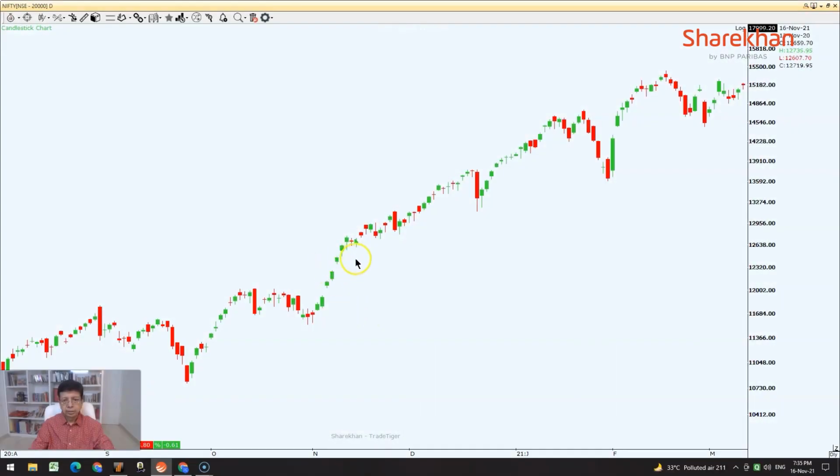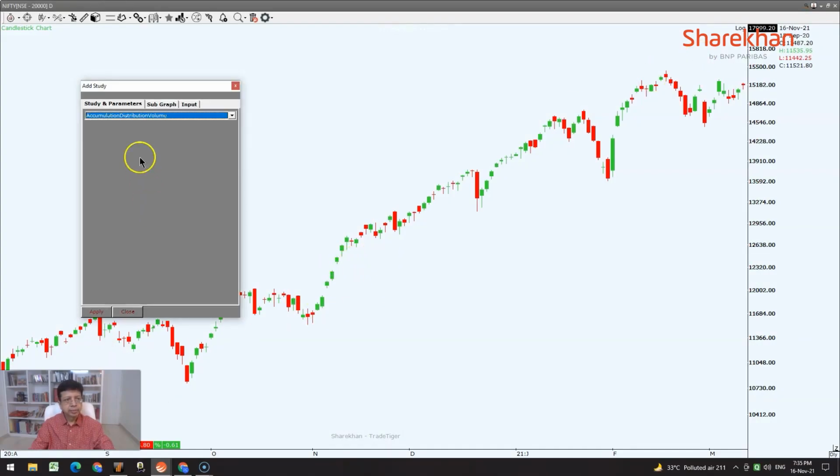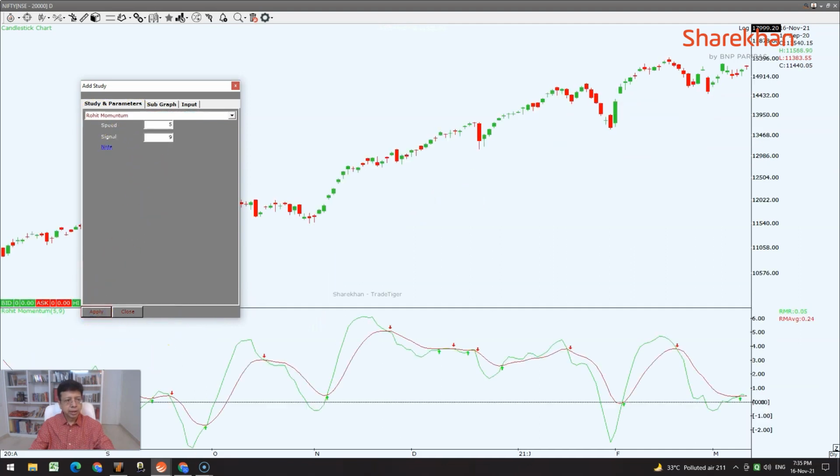When we start Trade Tiger and open a chart, it's very easy to plot the Rohit momentum indicators by adding a study, choosing the Rohit momentum and clicking apply.